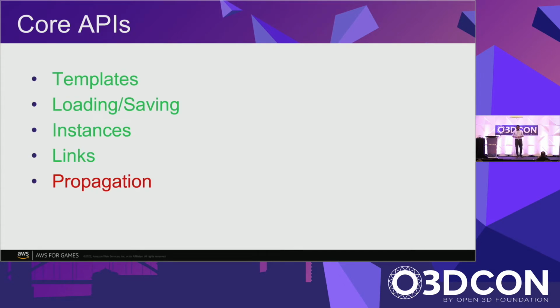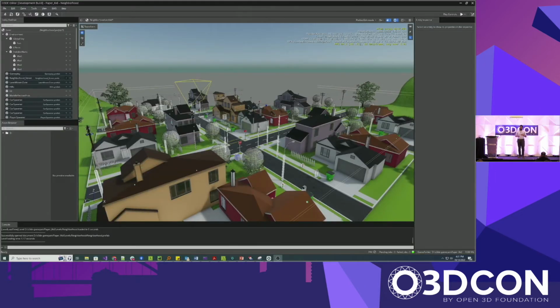And next we'll be looking at prefab propagation. So propagation is one of the major concepts of any prefab system, and the idea is simple. You modify a single instance, and you want that change to be replicated to all the other instances out there. So that's what propagation does. And before we go into the details of how propagation is implemented with prefabs in O3DE, let's take a look at a small video that shows propagation in action.